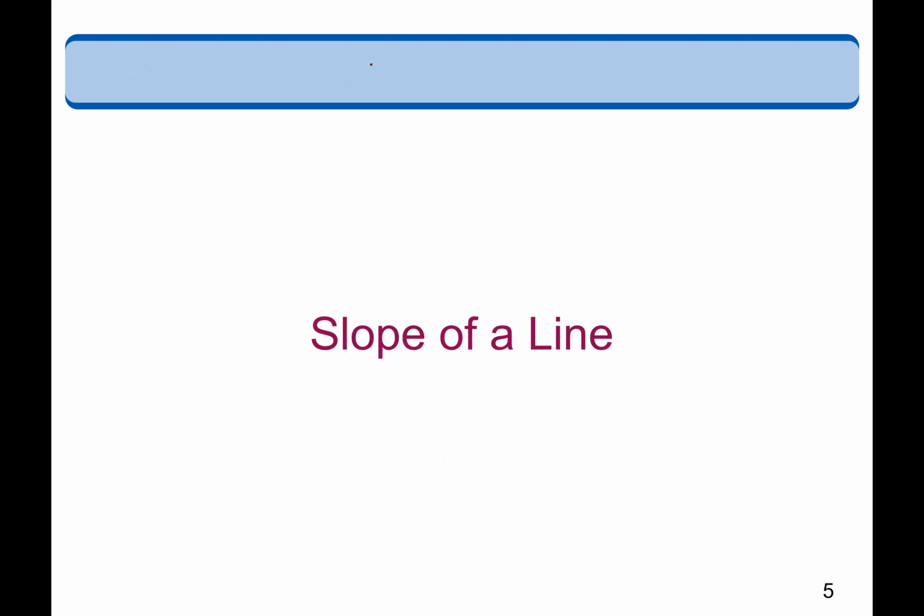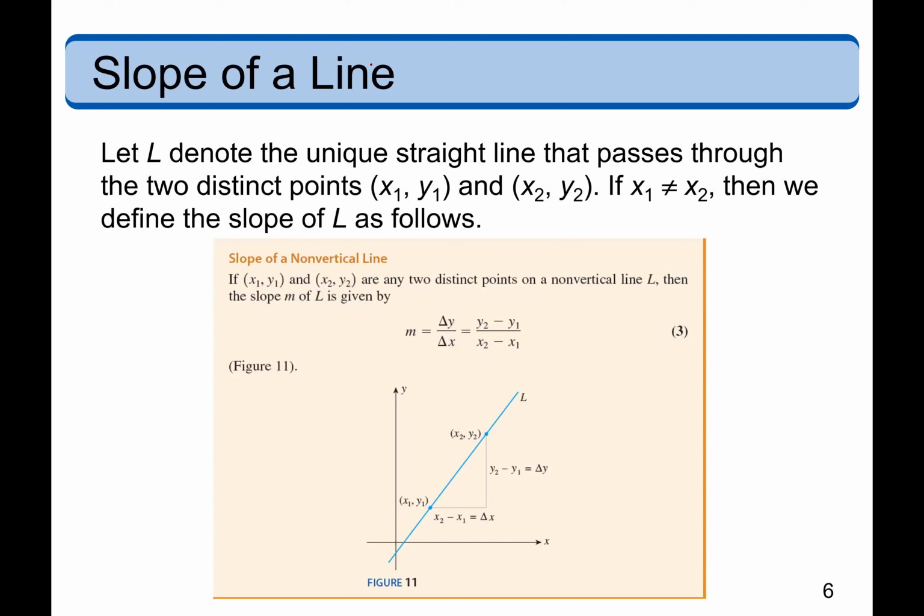And now let's go to the slope of a line. Okay, slope, we use M to represent slope, right? And slope is what we call a measure of the steepness of the line, right? Steepness. And slope is equal to vertical change over horizontal change.